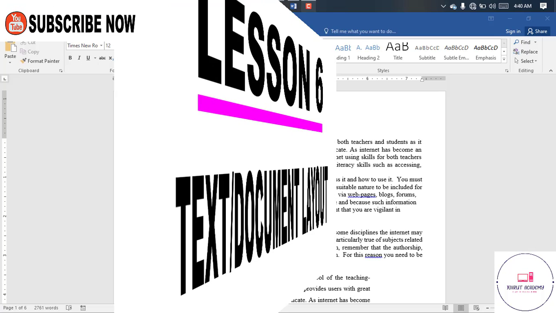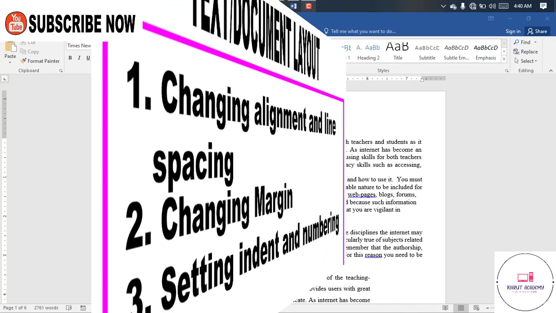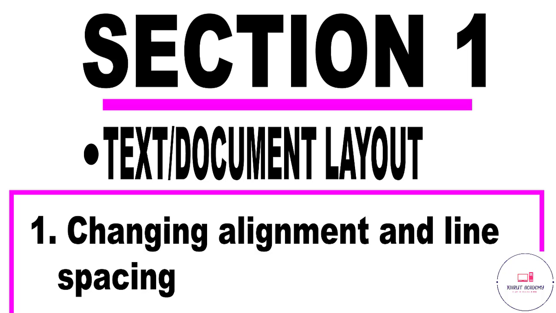And in this lesson, we are going to deal with the text and document layout. Under this lesson, we are going to have three sessions. The first session will be how to change alignments and line spacing. Then the second session will be how to deal with the margin. Then the third session is how to set indents and numbering our work. Now let's go straight to the first session, changing alignments and line spacing.